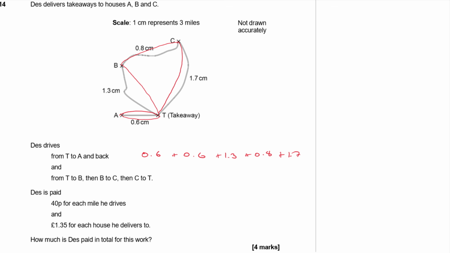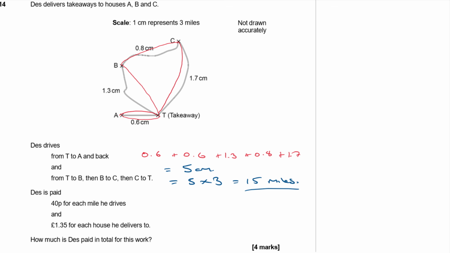Okay, so how much is that all together then? In centimetres, adding all that up, that's 0.6 plus 0.6 plus 1.3 plus 0.8 plus 1.7. That comes to 5. So altogether, he's travelled 5 centimetres on the map. And we know that 1 centimetre represents 3 miles. So 5 times 3 is 15 miles he's travelled altogether.